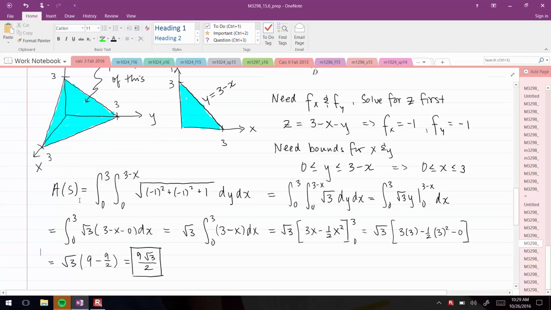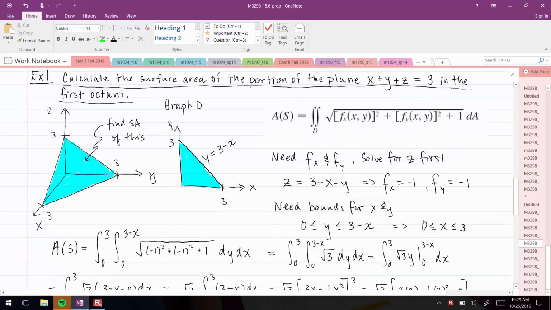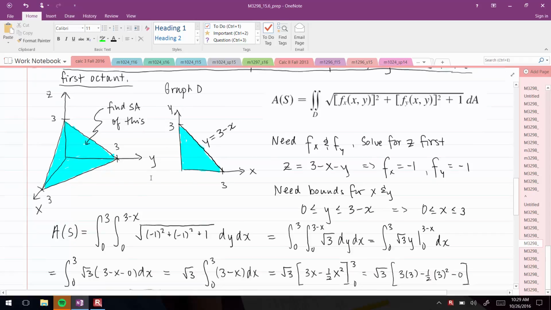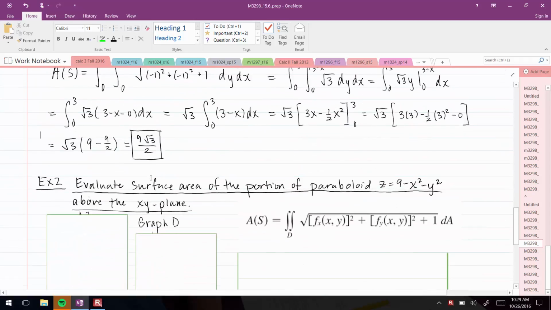All right, so we finished this example. One thing I didn't mention is notice this thing's not symmetric. It's not a surface of revolution. So it's less canned, less contrived. We can do more things with the double integral with regards to finding surface area. So that's good.